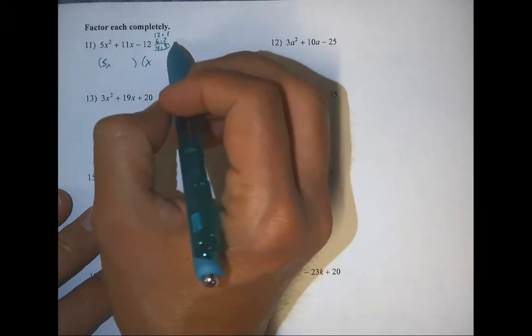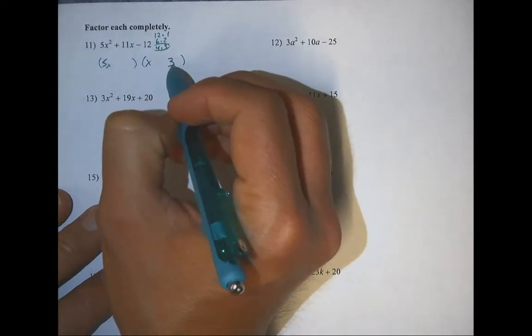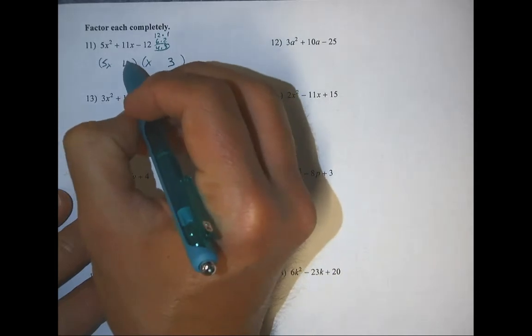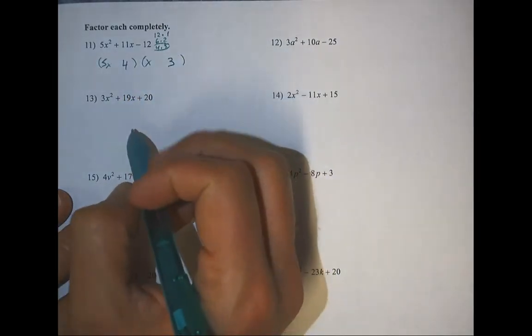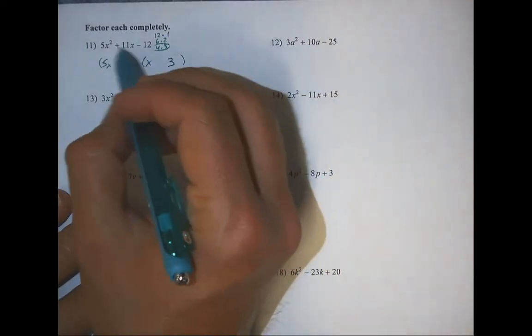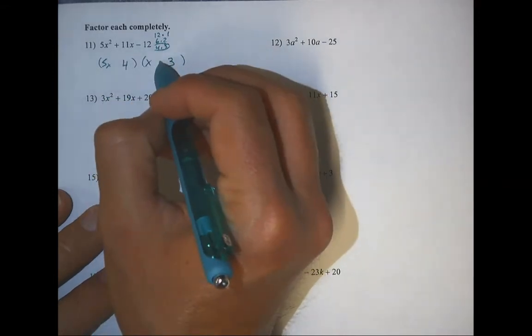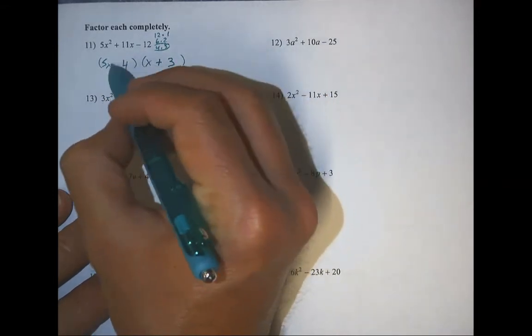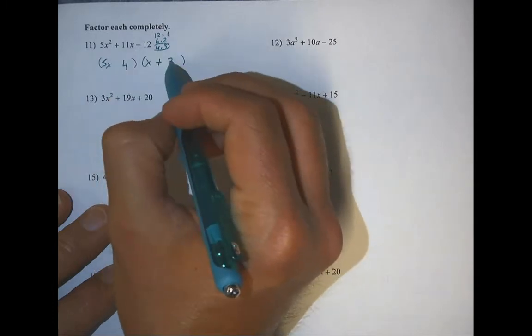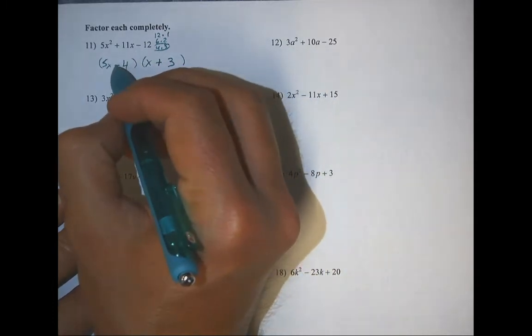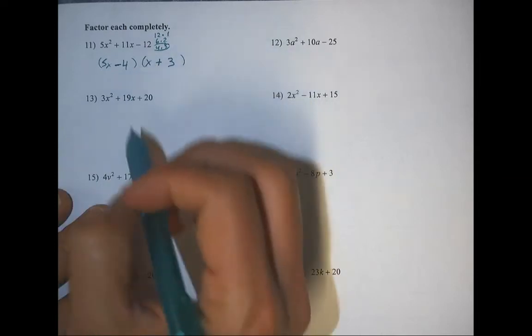So it's 4 and 3. The 3 needs to get times by the 5, so I get 15. The 4 needs to get times by the x. That can get me back to 11, and it's positive 11. So I need the 15 to be positive. So the 5 times the 3 needs to create a positive 15, and I need the 4 to be negative, so I get a negative 4x.